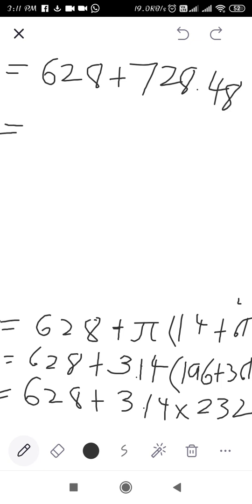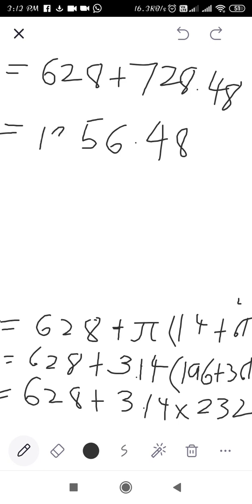So 0.48 will be as it is. Now add these two numbers. 8 plus 8, 16. 6, 1 carry, 2 plus 9 plus 1, 10, 0, 1 carry. 7 plus 6 plus 1 is 13, so you will get 3 and 1 here. So your final answer is 1356.48 centimeter square. Since it's area, its unit will be centimeter square. So therefore total surface area of frustum is this.